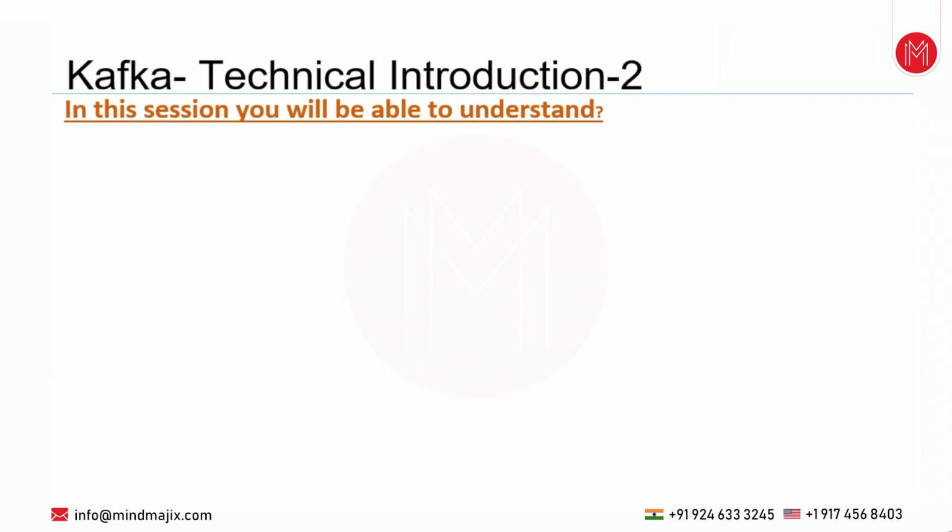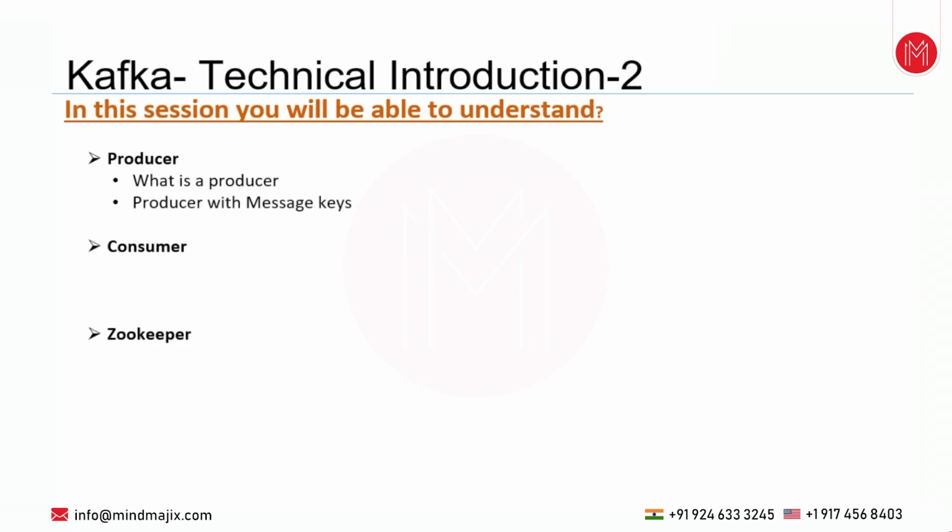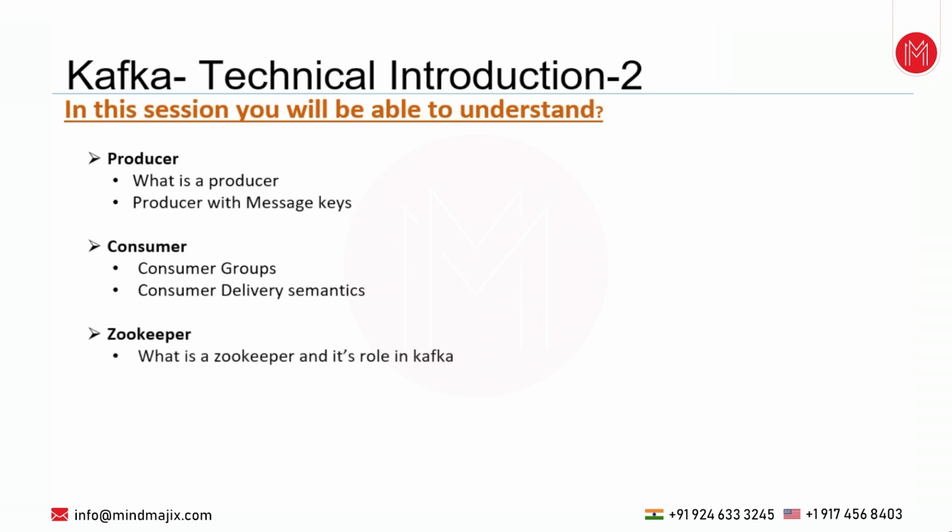So in this session, you will be able to understand what is meant by a producer, a consumer, and then Zookeeper. In producer, what is a producer, and then producer with message key. In consumer, consumer groups, and then consumer delivery semantics. And in Zookeeper, what is a Zookeeper and its role in Kafka? So these are the things we are going to understand.